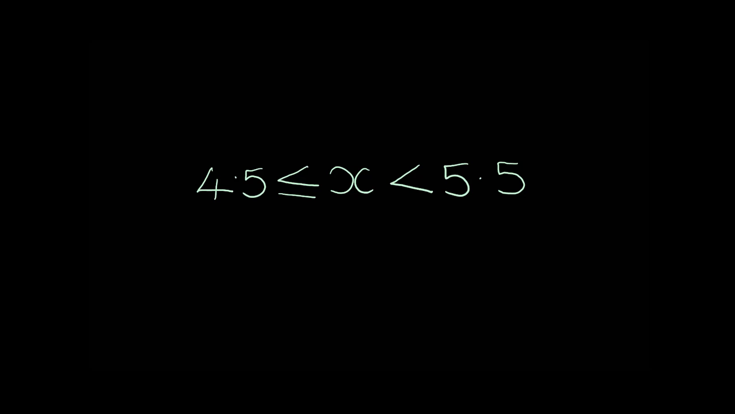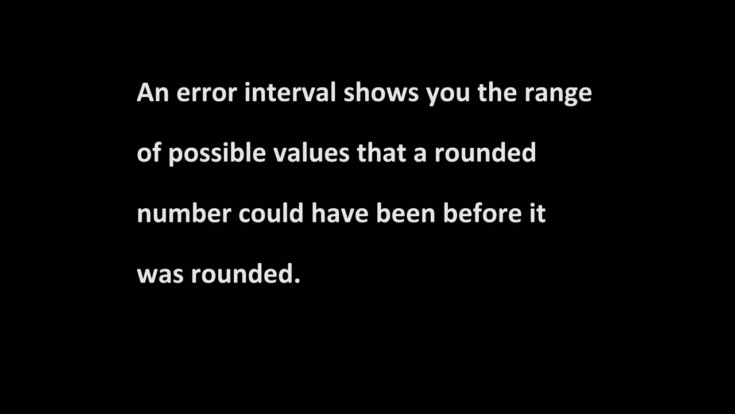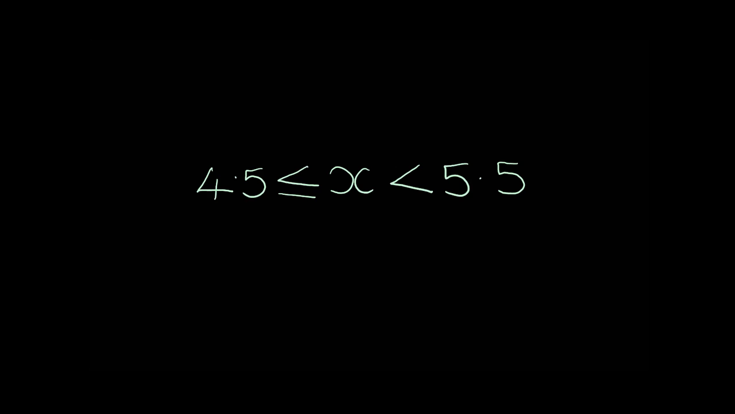Here is an example of what an error interval looks like. And now we're going to go into what an error interval is and explain the different parts of this. So an error interval shows you the range of possible values that a rounded number could have been before it was rounded. So let's have a look at this example in a little bit more detail so that we make sure that you understand all the different parts of this.